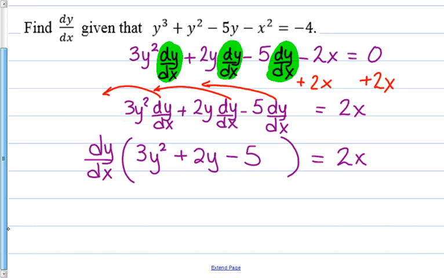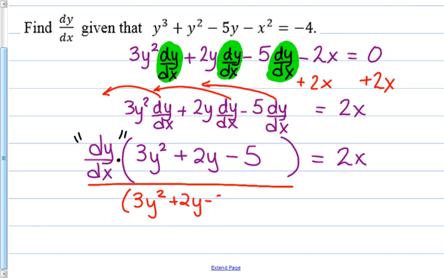Okay, so my goal is really to get this by itself, because my derivative will be dy/dx equals a bunch of stuff. So in order to get the dy/dx by itself, just using regular math rules, right? These are being multiplied. So to get rid of the stuff in the parentheses, I'm going to divide all of it: 3y squared plus 2y minus 5. So I'm dividing it away. But of course, whatever I do to one side, I must do to the other. So 3y squared plus 2y minus 5. This gets canceled out.